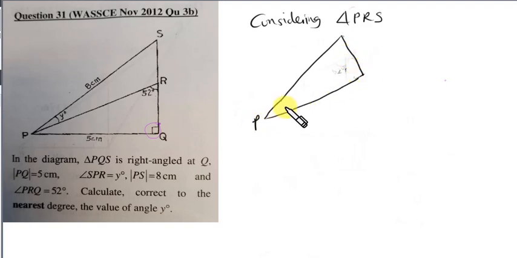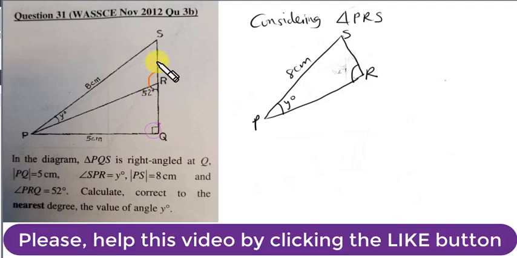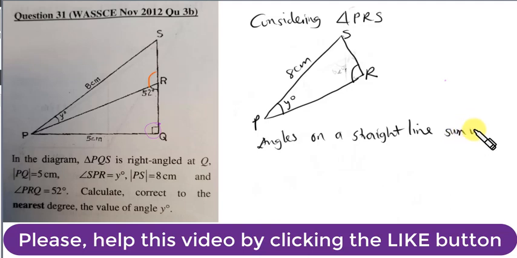So P here is y degrees, and here is 8 centimeters. Here's S, then here's R. But what angle is here? I have to figure it out first. We should know the angle here, because this angle and that are on a straight line. So we say angles on a straight line sum up to 180 degrees.